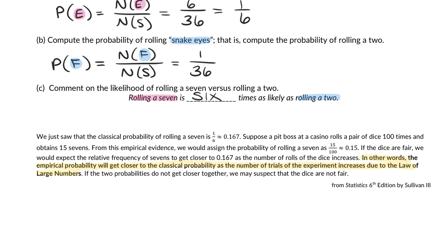So if we just rolled the dice 2 or 3 times, we probably wouldn't get very close to the classical probability. But in our empirical model, if we roll that dice a lot of times, it's going to get closer to what we classically know will happen with the different die rolls. If two probabilities do not get closer together, we may suspect that the dice are not fair. So this is how they check to make sure you're using a fair die.